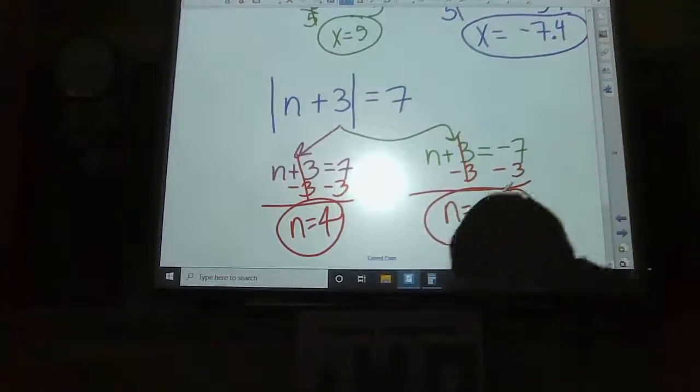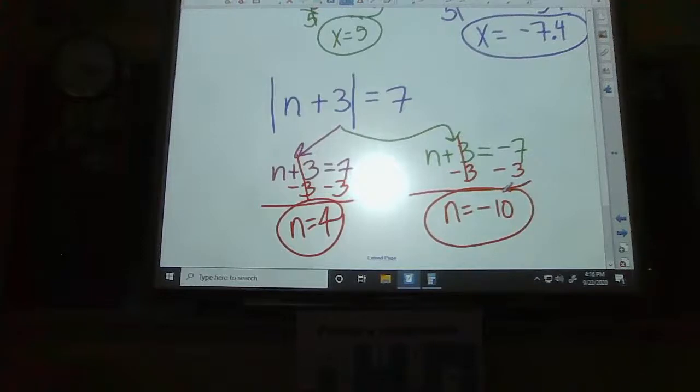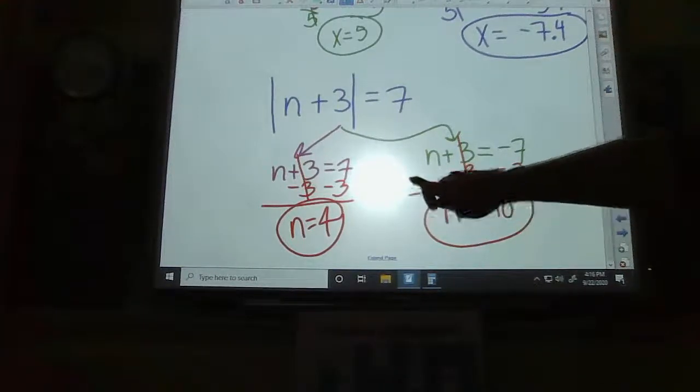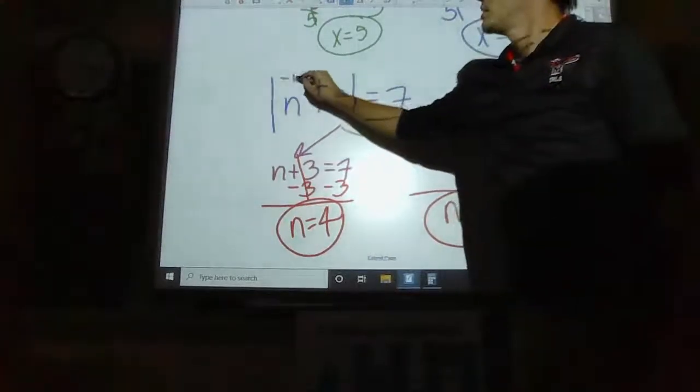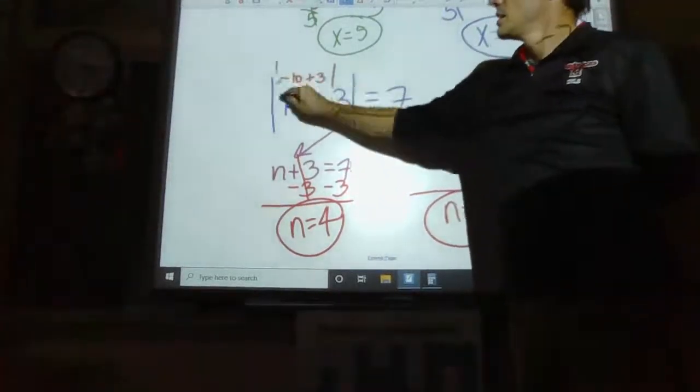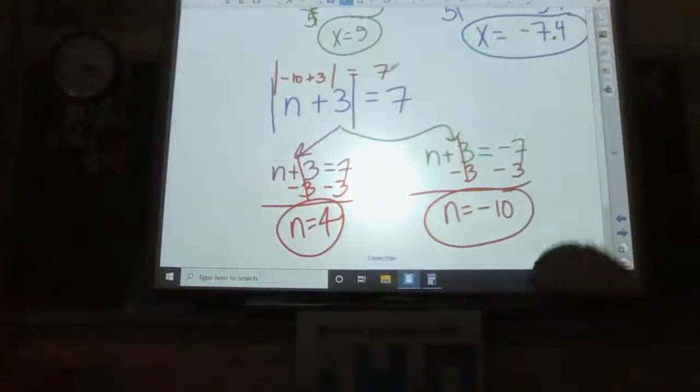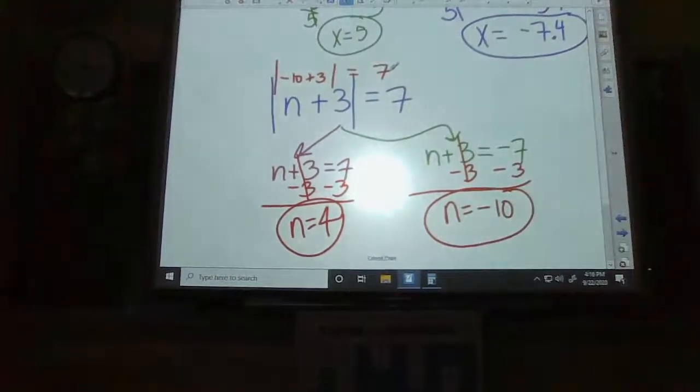And so you see on this one, we got one negative and one positive number again. Don't think that's always going to happen. It won't always be that way. If you put 4 up there, 4 plus 3, yep, that equals 7. If I put negative 10 right here, would that be a true statement? Yeah, that's a true statement because negative 10 plus 3 is negative 7, and the absolute value of negative 7 is 7.